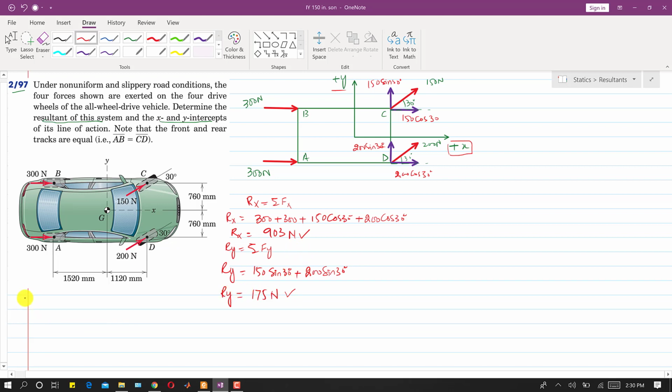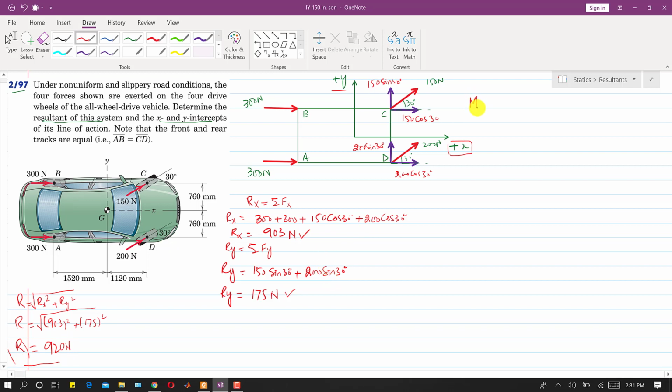Now if you want to find the magnitude of R, R will be equal to the square root of Rx squared plus Ry squared. So R is equal to the square root of 903 squared plus 175 squared. This comes out to be 920 Newton. So this is the magnitude of the resultant.